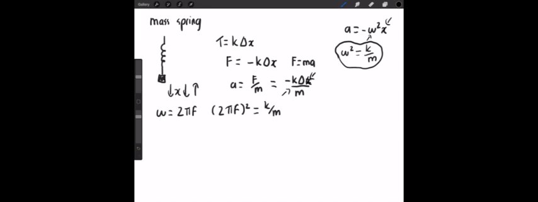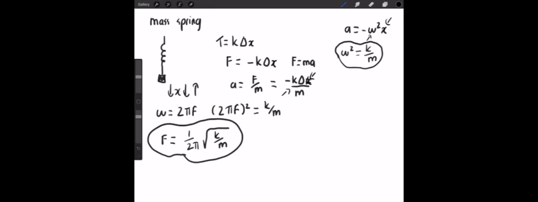Now, if I rearrange all that, I get an expression for the frequency of the mass on a spring system. So f is 1 over 2 pi square root k over m. And that is our first important equation. You don't need to learn it, it's on the formula sheet, but you will be using it next lesson, so it is an important one.